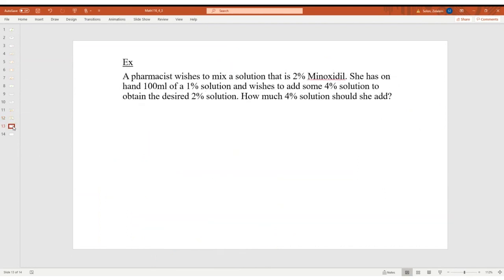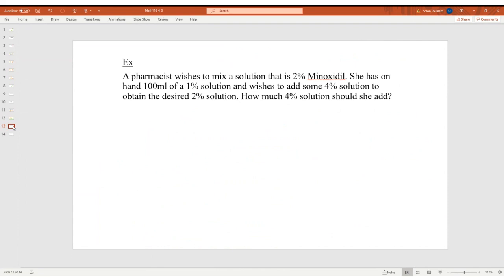Now, the problem says a pharmacist wished to mix a solution of 2% minoxidil. So 2% of minoxidil. She has on hand 100 milliliters of 1% solution and wishes to add 4% solution to obtain a desired 2% solution. So from 1% solution, she wants to make it a 2% solution. But at hand, she has a 4% solution. The question is, how much of the 4% solution should she add?